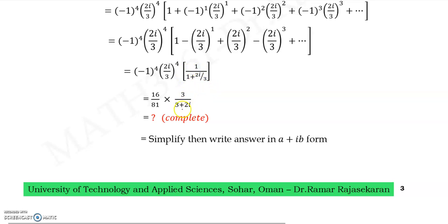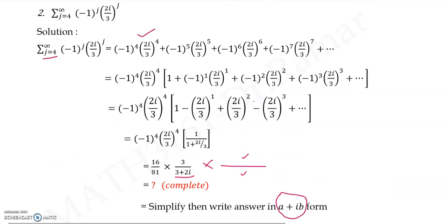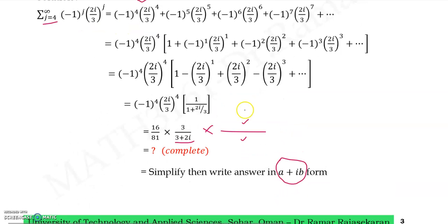Now what we have to do, see, we have to take the complex conjugate of this, then multiply in the numerator and in the denominator, then simplify it, and you will finally get the a plus ib form. That is your final answer for this given series. That's it.